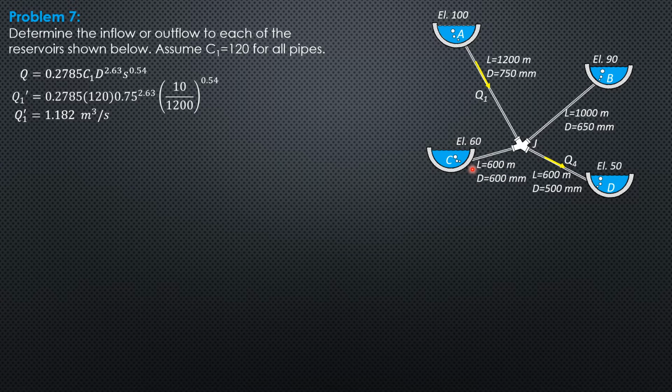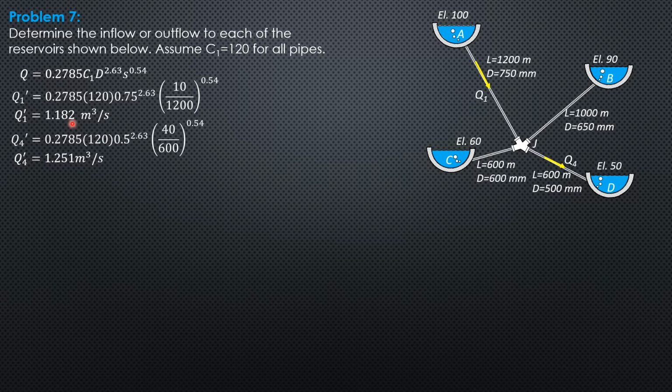So instead of computing Q3, let's compute Q4 because it is expected that the discharge in pipe 4 is higher because it is the lowermost reservoir. So if the piezometric level is at B, then the head loss would be 40, 90 minus 50. So Q4 prime is 0.2785 times 120 times 0.5 to the 2.63, 40 over 600 to the 0.54. So Q4 prime is 1.251. It is already greater than Q1 prime.